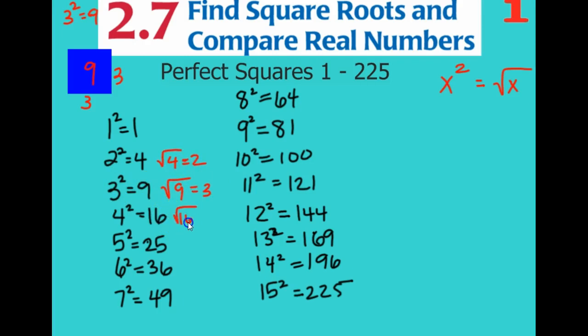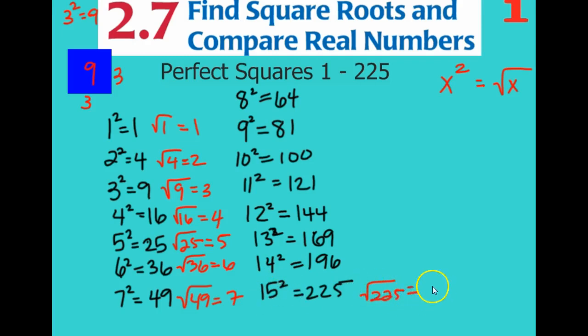Same with the square root of 16. The square root of 16 is 4 because 4 times 4 is 16. We could go on. The square root of 25 would be 5. The square root of 36 would be 6. The square root of 49 would be 7. We could list all of these. The square root of 1 equals 1. All the way across. I'm not going to, because hopefully you can see that when we get down here, the square root of 225 is going to equal 15.